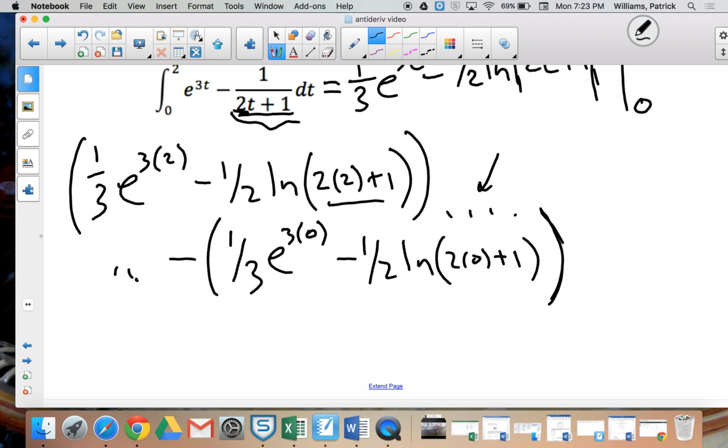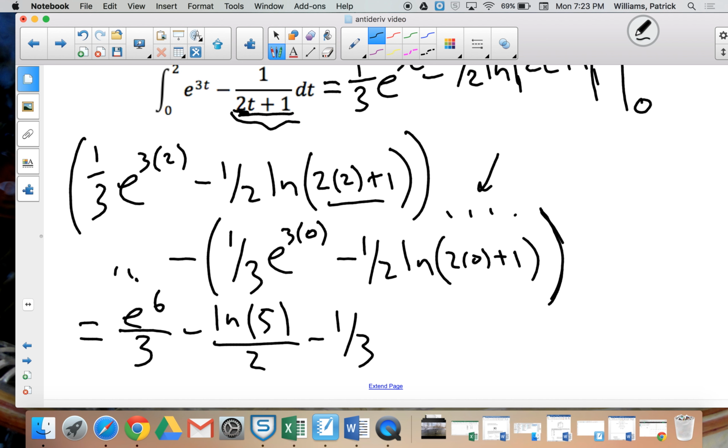So if you go through with this solution, you'll end up with e to the 6 over 3 minus natural log of 5 over 2 minus 1/3 should be your final answer. Again, this is my answer I got without using a calculator. See what answer you got. Again, it's important that you can whittle it down to something that ends up being equivalent to this. Preferable if you can do this the whole way without a calculator.